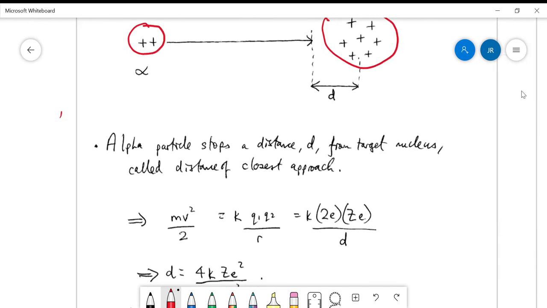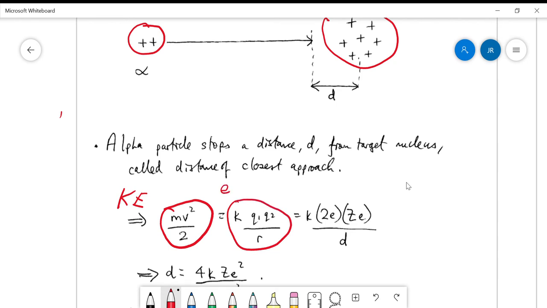Let's assume that the alpha particle was moving, so it will have kinetic energy, which is mv squared over 2: mass times velocity squared over 2. Because of conservation of energy, since the alpha particle stops at a distance d, its energy has to go somewhere. You can't create or destroy energy. So the kinetic energy is converted to electrostatic repulsive energy, which is kq1q2 over r.